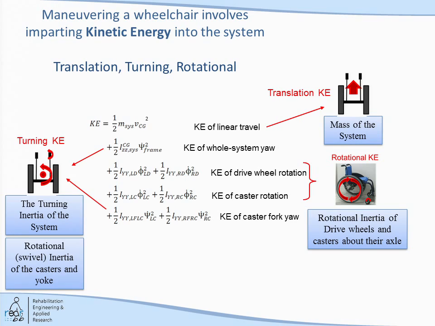Translation, 1/2 mv squared when you're going straight and forward, translating, right? You have turning inertia, the inertia it takes to turn this body on the yaw axis, yaw inertia, okay? And then you have rotational inertia, right? You have the drive wheel spinning, and you have casters spinning. That all encompasses rotational inertia. So if you think of these three measures of inertia, what we do when we go purely straight is we only have two of them. What we do when we maneuver is you have to impart energy in all three manners. And imparting energy takes work.